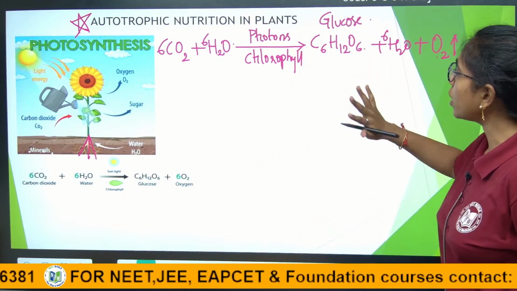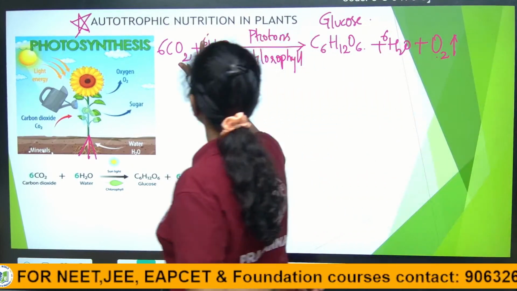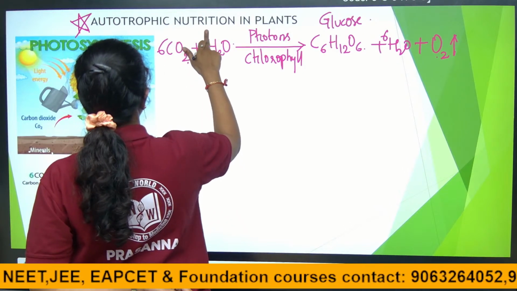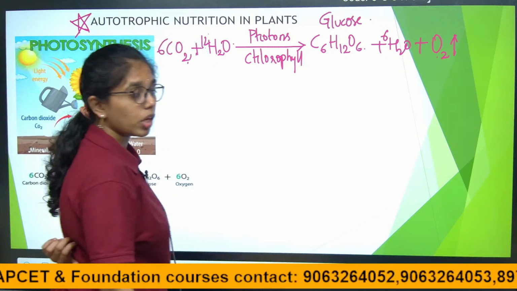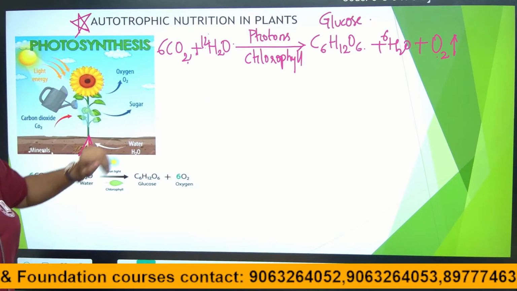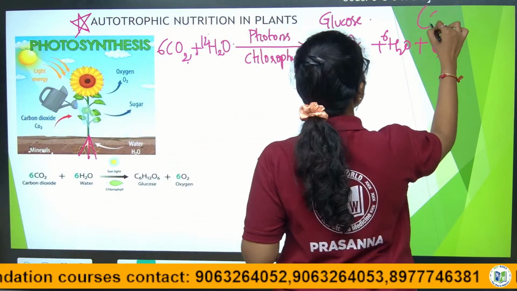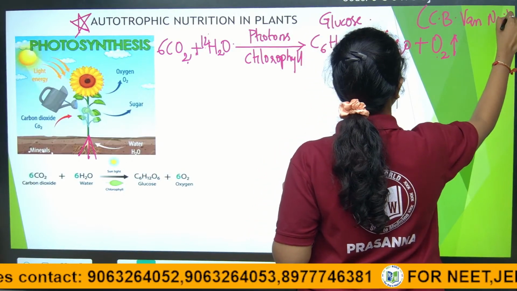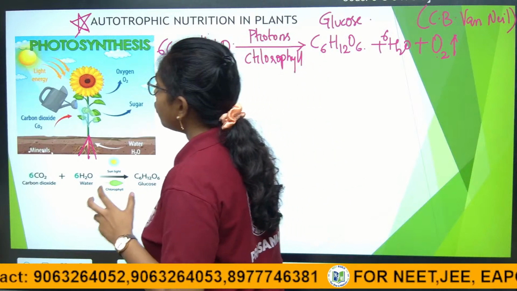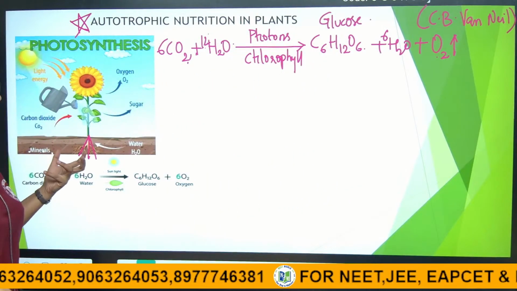This is what we will learn. Here it will be 12H2O and here it is 6. Done. So, this is the standard equation which is given by C.B. van Niel. This is the photosynthesis that happens in the higher plants.